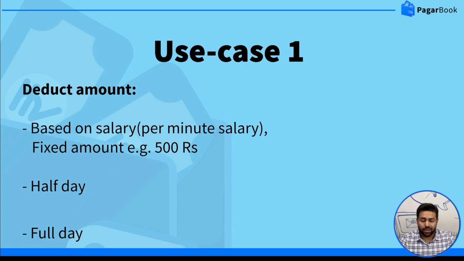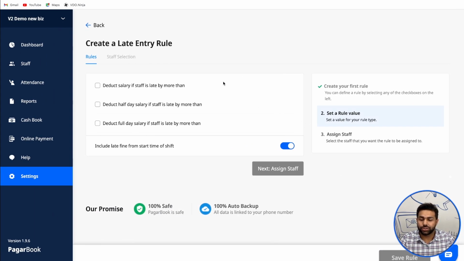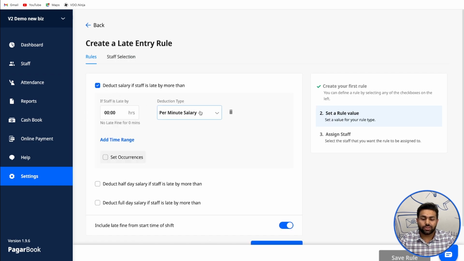So how can this be set in PagarBook? Now we will go to our software, and here I will show you. Basically there are 3 options available. First is deduct salary, where we have 2 options, one is per minute salary and the second one is fixed amount. The per minute salary option deducts an amount based on the salary, and the second one is fixed amount. So here we can type 500. So if staff is late by a particular time, 500 rupees will be deducted from his salary.